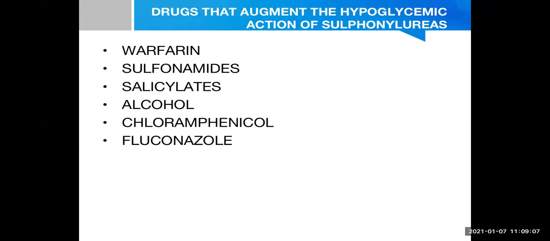Now, drugs that augment the hypoglycemic action of sulfonylurea, what are the important examples? So what do we mean by that? If we use this drug along with sulfonylurea, then the chance of hypoglycemia will be even more. That is known as augmentation. Warfarin, sulfonamide, salicylate, alcohol, chloramphenicol, and fluconazole. These are the examples. Now, many of them are associated with displacement of sulfonylurea from the plasma protein binding site. And that is how they are causing further hypoglycemia, because free sulfonylurea may be present in the blood, and that can lead to quick hypoglycemia in the patient. So what is the message? Do not combine these drugs together.